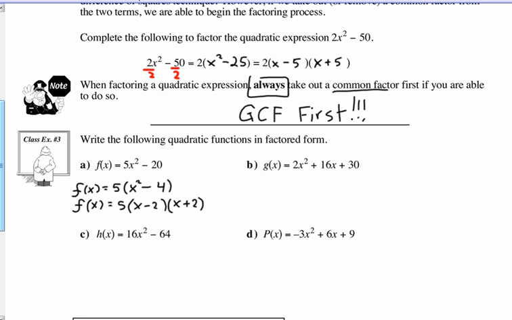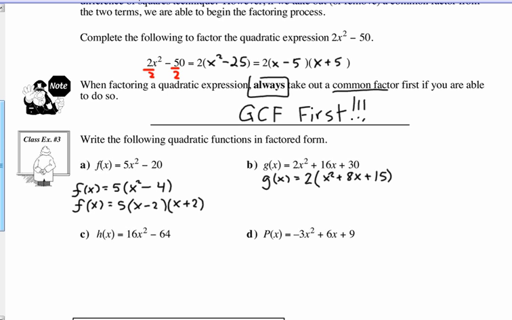Okay, next guy. Is there something we could divide all 3 of those by? 2. So that 2 is going to go out front. Let's divide everybody by 2. What's left over? x squared plus 8x plus 15. Woo, what kind of guy is that? Is that simple? A simple trinomial.